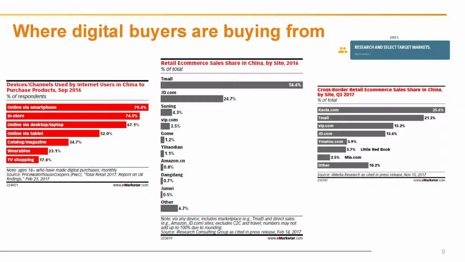So if we look at some data, 80% of Chinese consumers actually use a smartphone or mobile phone to buy products. So whether you want to set up your own website or go through one of the platforms, you have to think about it being mobile friendly, because that 80% of your targeted consumers are using that channel to buy. 75% use in-store, and less than 70% use desktop or laptop to make a purchase.